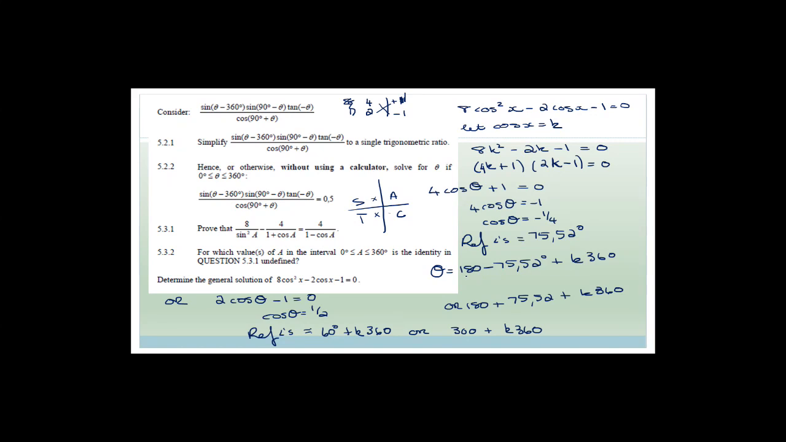Okay, I'm not going to work this out for you. You guys can do it on your calculator. 180 minus, 180 plus, and then 60, and in the fourth quadrant, it's 360 minus 60, which is 300 plus k 360. There we go. Excellent.